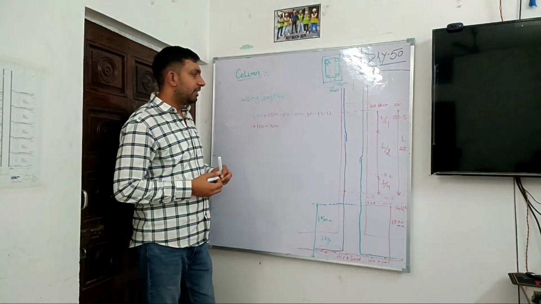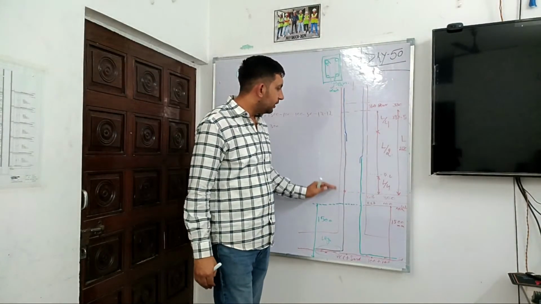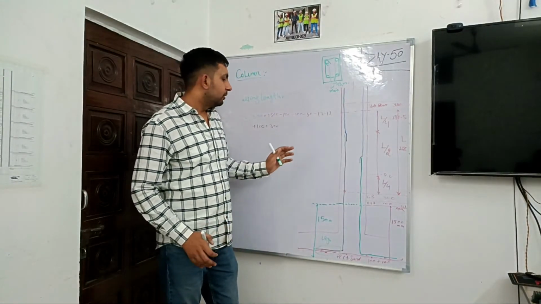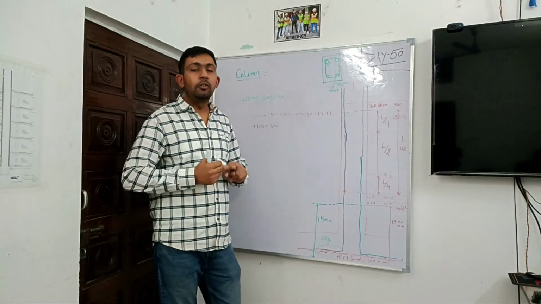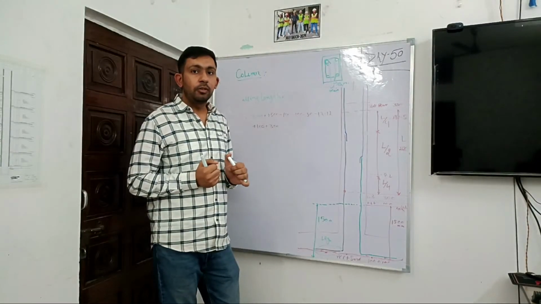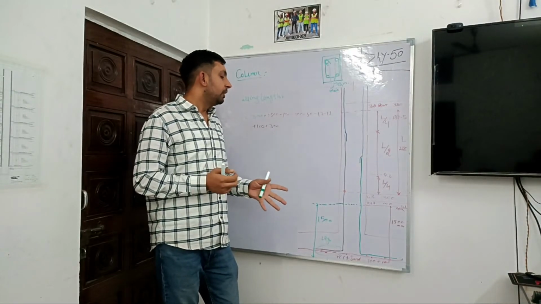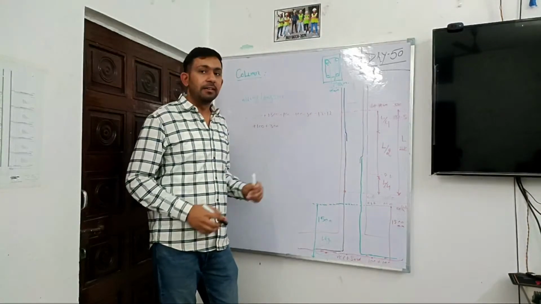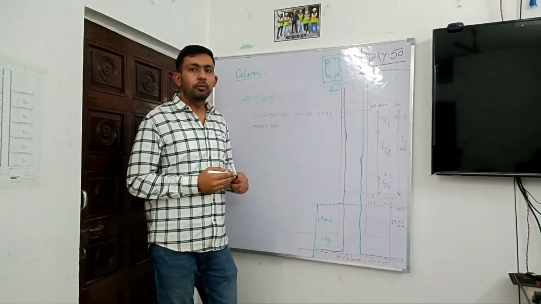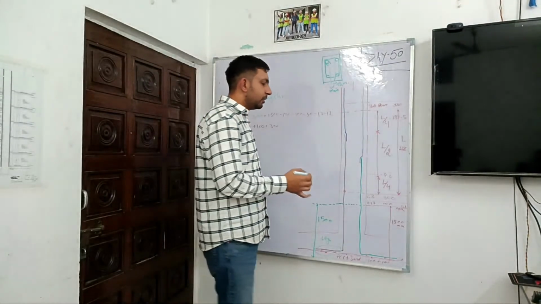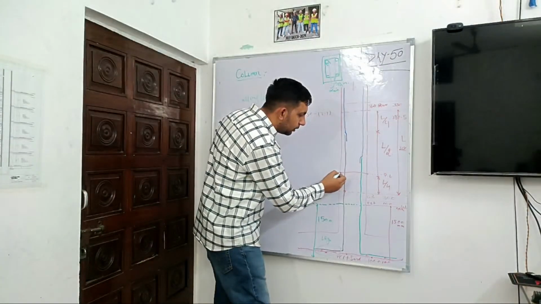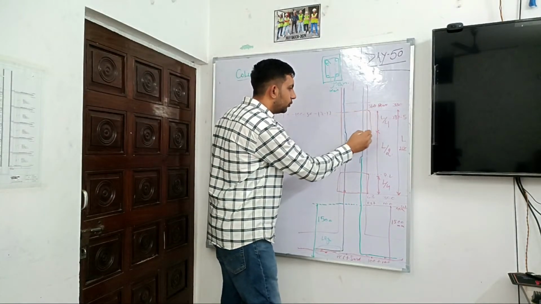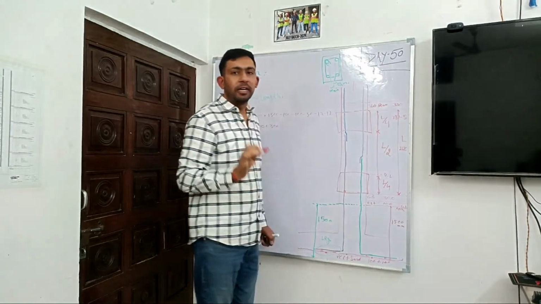But we cannot take the complete 3150. Why? Because in columns there are two zones, confining zone and non-confining zone. What is confining and non-confining? Confining is where the maximum load transfers and a lot of stress takes place, and non-confining relatively less. As per the codal provisions, the L by 4 portion of the column at the bottom and this L by 4 portion at the top is called the confining zone.